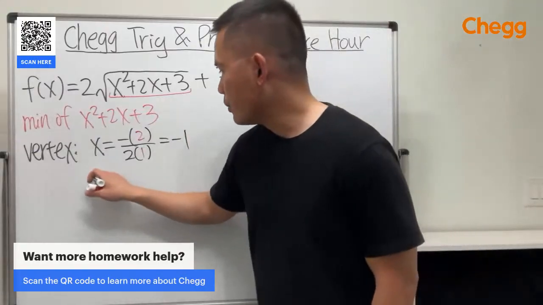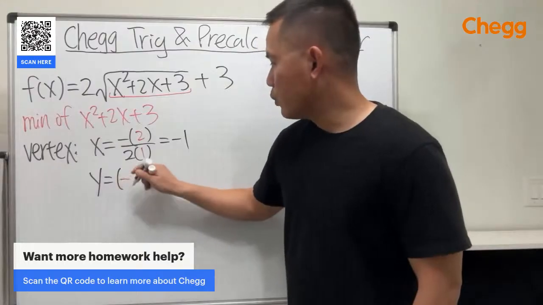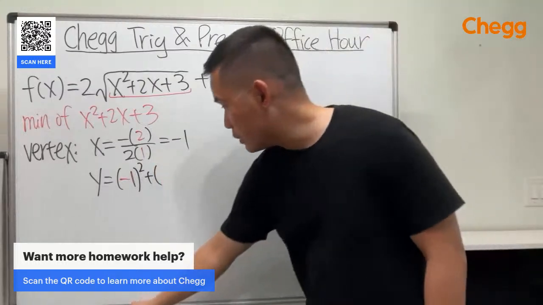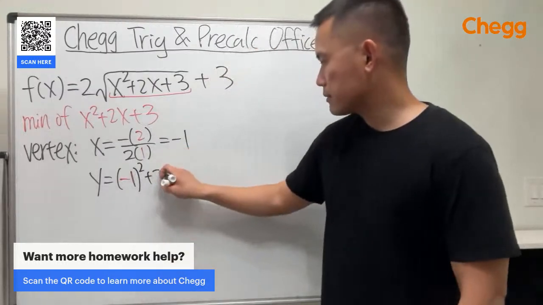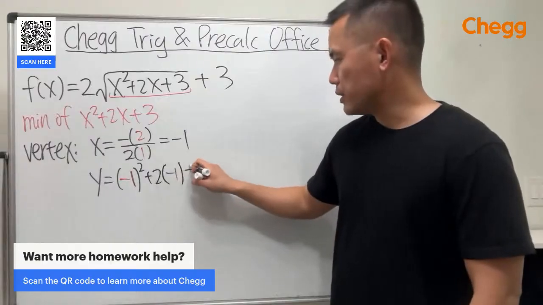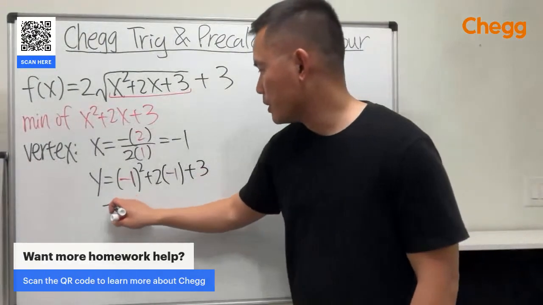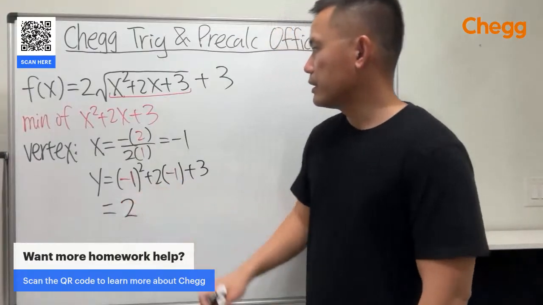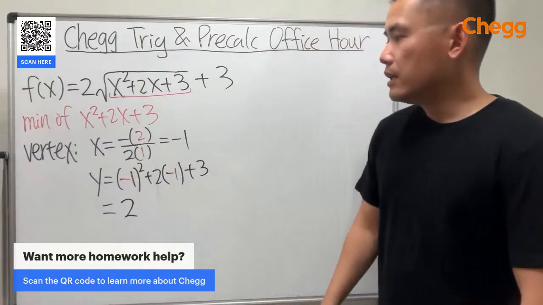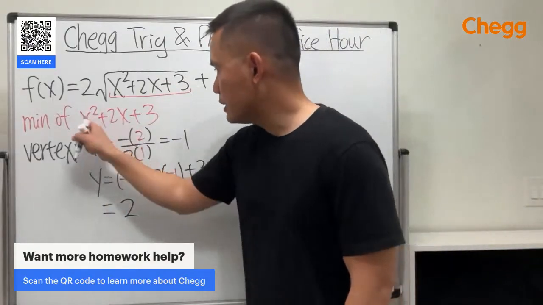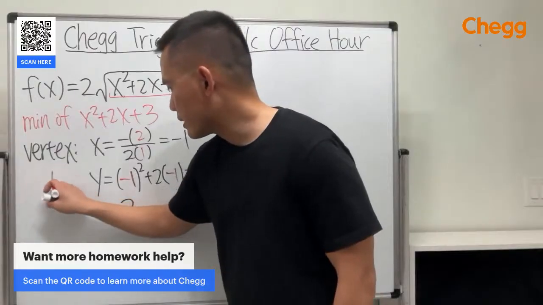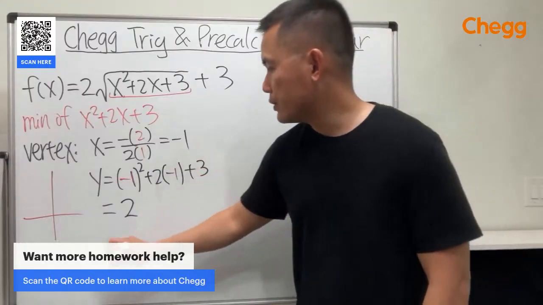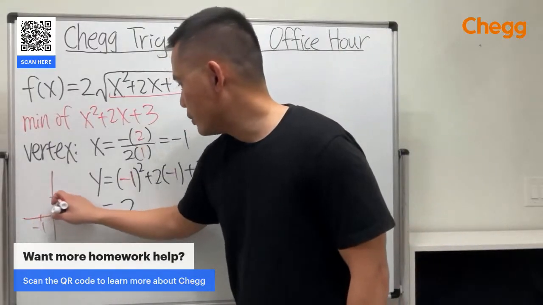And the y value, it will be at negative 1 squared plus 2 times negative 1, and then plus 3. So what's that? That is going to be 1 minus 2 is negative 1, so it's 2. Okay, so that's 2. So if you look at the graph right here, just this part in red, the vertex is going to be like this. X is negative 1, y is 2. So we have negative 1 and 2 right here.